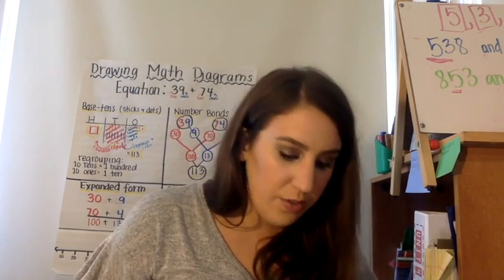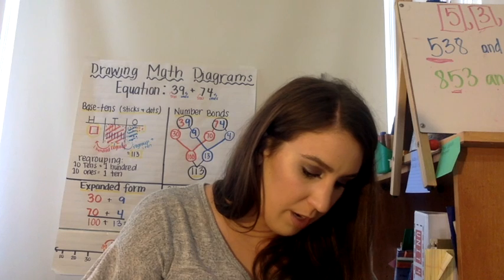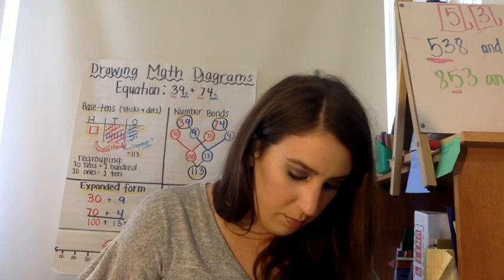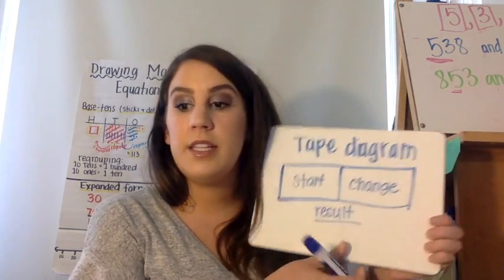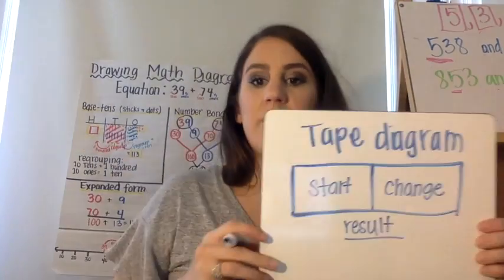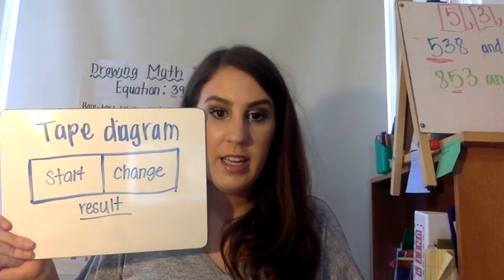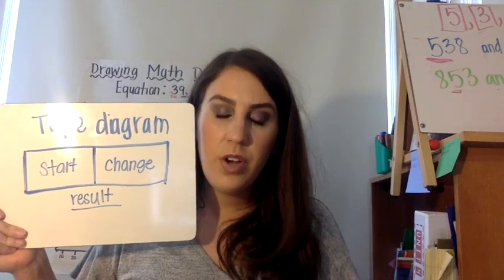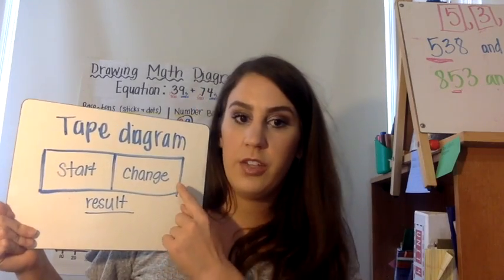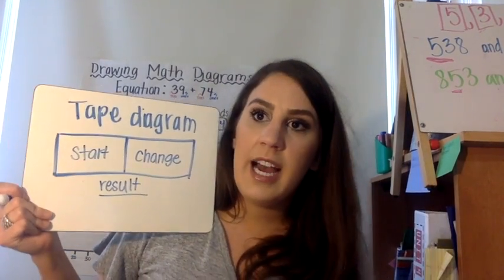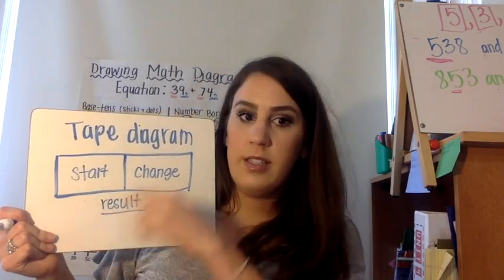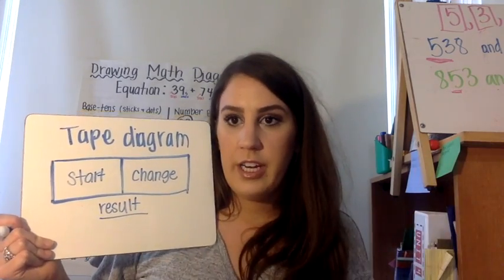The first things that I want you to remember are what goes in each part of the tape diagram. So in a tape diagram, the start goes in the first box. The start is the number that you have at the beginning of a word problem. If you know how much you're starting with, you have the start. Then there's the change. The change is the amount that you're adding or subtracting. It's the part of the question that comes in and says, you had this, then something happens to it. You're getting more or you're getting less.